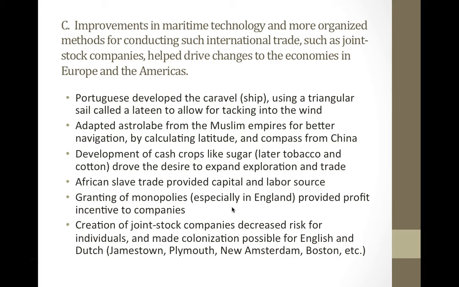The development of cash crops as we move into the New World, like sugar later on, tobacco and cotton, are going to explode this idea of exploration and trade even more. All right, African slave trade, which we'll talk about a lot in the future, is going to provide capital and labor. We're going to get the granting of monopolies in England, which is going to give companies an incentive to continue to try to trade, continue to try to explore. And then the next step is the creation of those joint stock companies. It decreases the risk for individuals. They can pool their money and is going to allow the beginnings of colonizations, both successful and unsuccessful. We're going to get Jamestown, Plymouth, New Amsterdam, Boston. Those are obviously successful. We're also going to get Roanoke, which is not so successful.